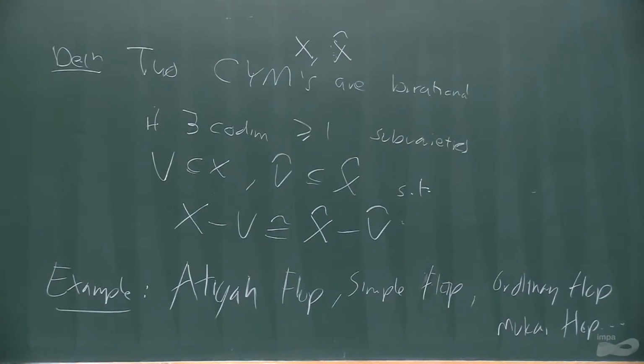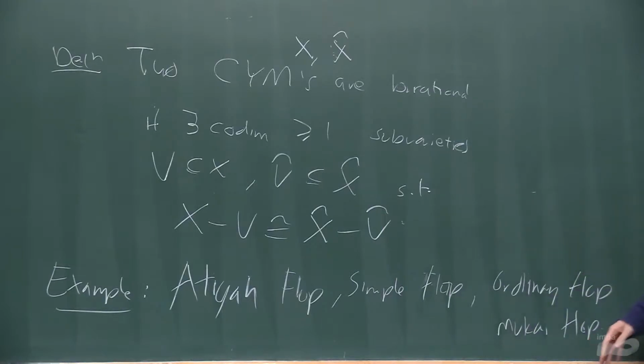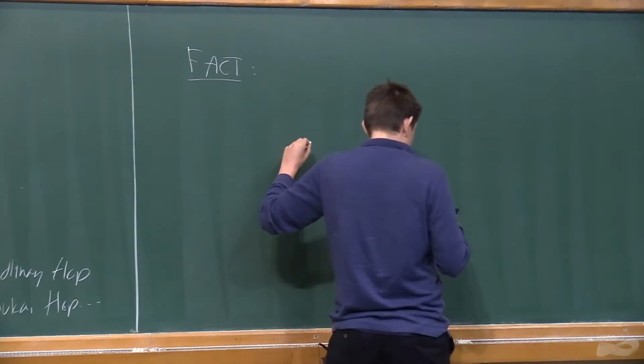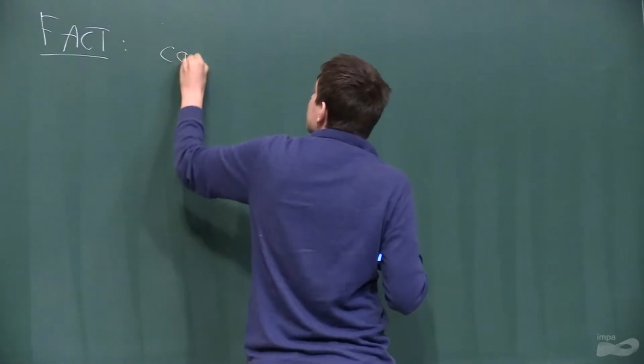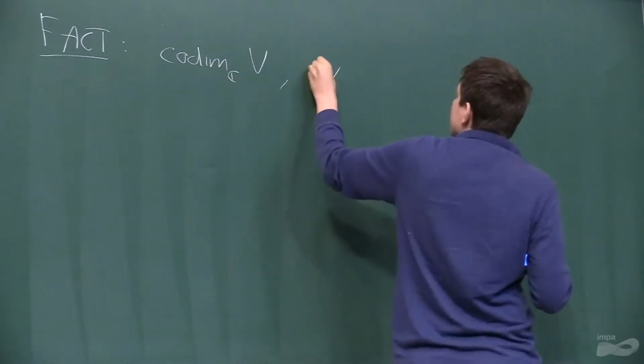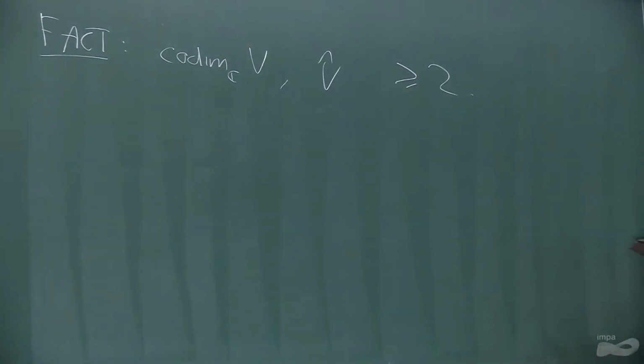Okay. And then, a simple flop is like you replace P1 with Pn. An ordinary flop is like a sort of family version of a simple flop. And Mukai is something sort of similar. Okay. So we have this fact that I will need to use. The complex codimension of V and also V hat in X and X hat is greater than or equal to 2.